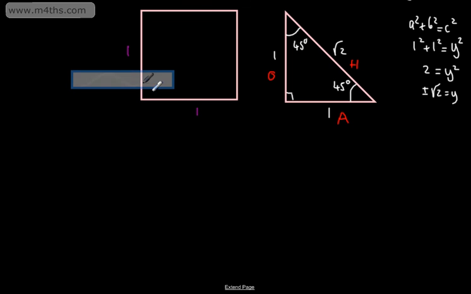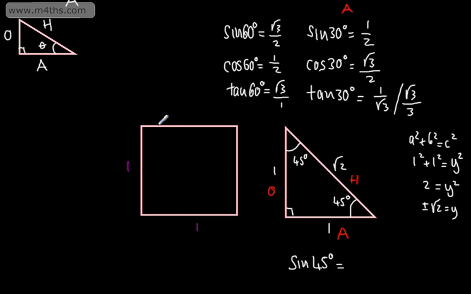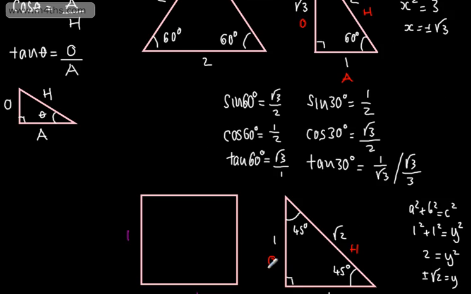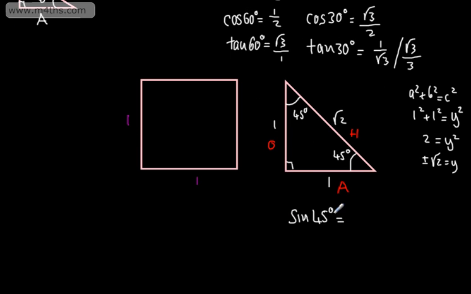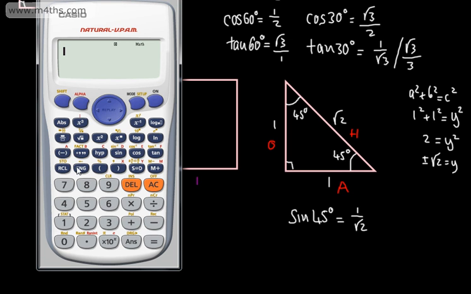So what we're going to do is look at the sine of 45 degrees. We've already established that the sine of the angle is the opposite over the hypotenuse. Opposite over hypotenuse, that's going to give me 1 over root 2. Again, if we put this into a calculator, we're going to get a rational fraction. So if I type 1 over root 2, this is going to give me root 2 over 2.